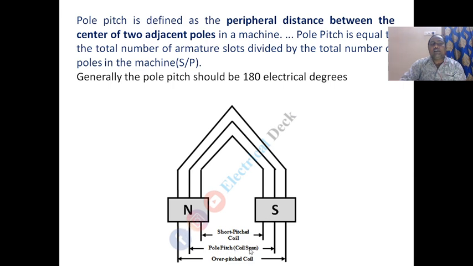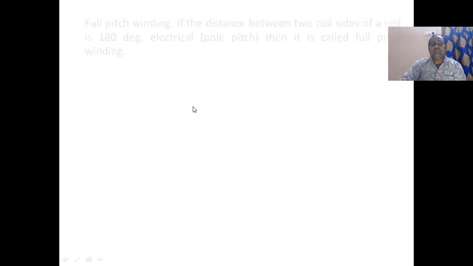That is also called the coil span. If the coil span is less than the pole pitch, that is called a short pitch coil. If the coil span is more than the pole pitch, the coil is an over pitch coil. Please see, if the pole pitch is 180 electrical degrees, we know that if the electrical degree is less than 180 degrees, that is a short pitch coil. More than 180 degrees, that is an over pitch coil.